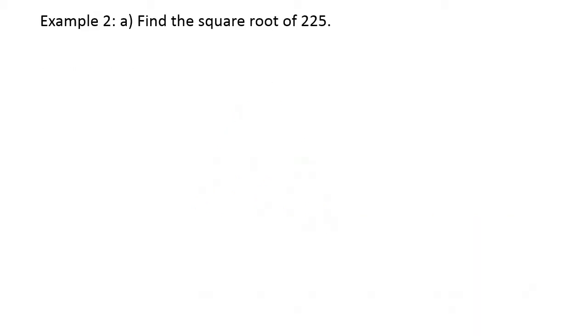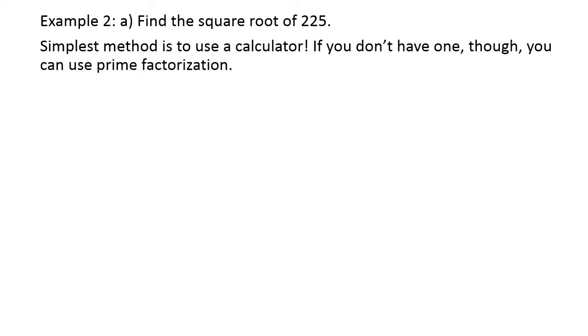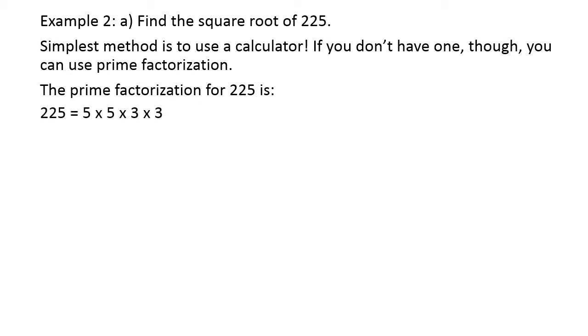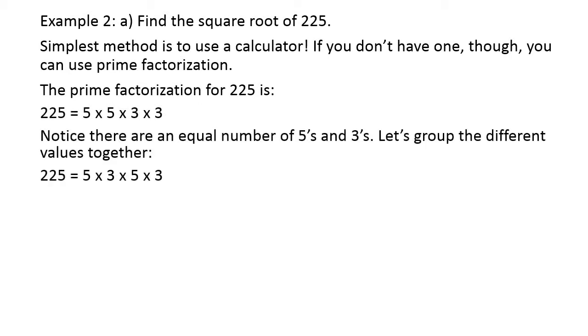Example 2a. Find the square root of 225. So the simplest method is, of course, to just use a calculator. If you don't have one or are not allowed to use it on your test, you can use prime factorization. The prime factorization for 225 is 5 times 5 times 3 times 3. Notice there are an equal number of 5's and 3's. Let's group the different values together. So 5 times 3 times 5 times 3.